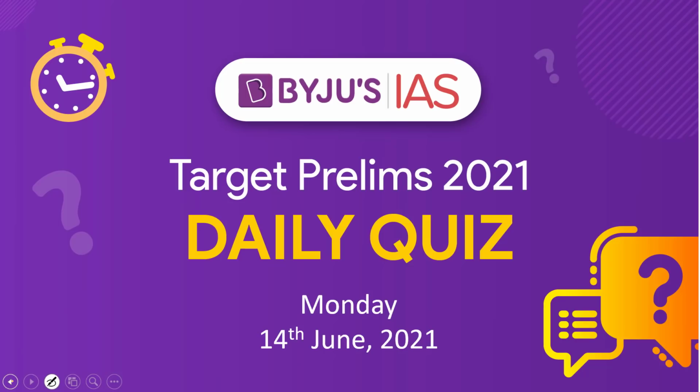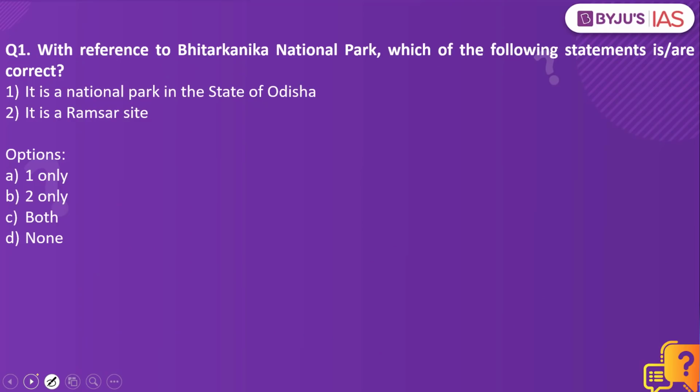Let's get started and look into our daily quiz. Let's look into the first question. With reference to Bhitarkanika National Park, which of the following statements are correct? It is a national park in the state of Odisha. It is a Ramsar site. Which of the statements are correct with reference to Bhitarkanika National Park? The answer to this is both.